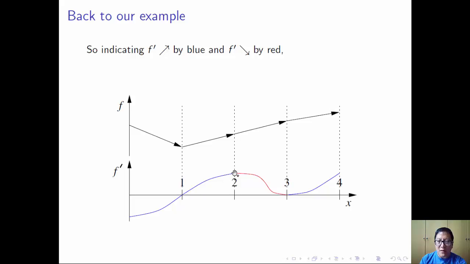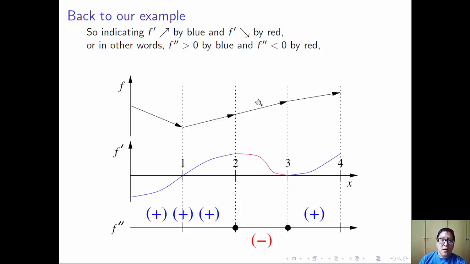So here I recolored the graph of f prime to indicate in blue where f prime is increasing, and in red where f prime is decreasing. So here, f prime increasing, and here f prime decreasing. Or in other words, if you draw a graph over here of f double prime, I've indicated where f double prime is positive in the blue and where f double prime is negative in the red. So f double prime is positive here because f prime is increasing. F double prime is negative here because f prime is decreasing. Double prime is positive because f prime is increasing.